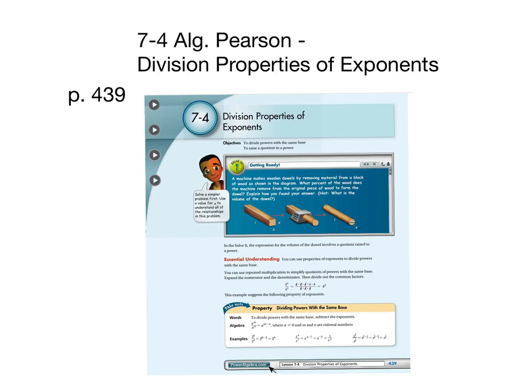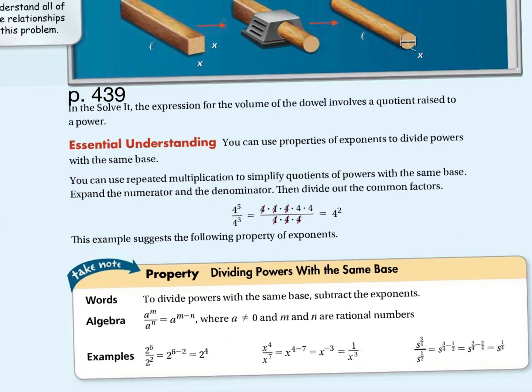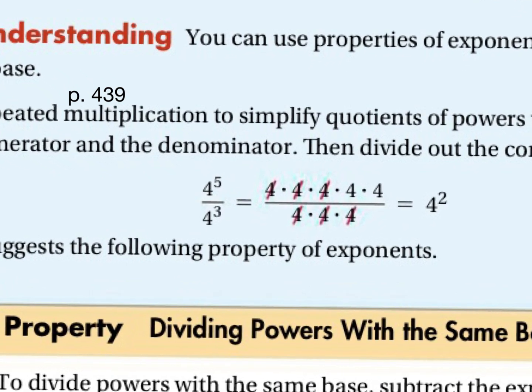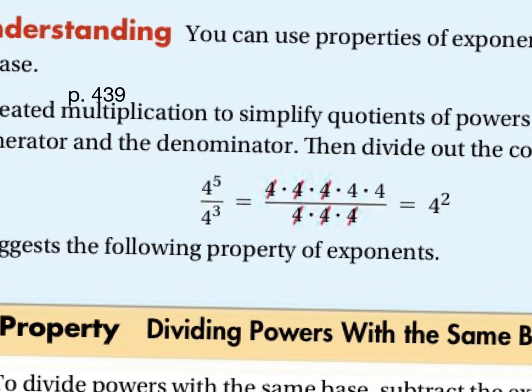Page 439, Lesson 7.4 is on division properties of exponents. So if you look at this example, we have 4 to the 5th divided by 4 cubed.